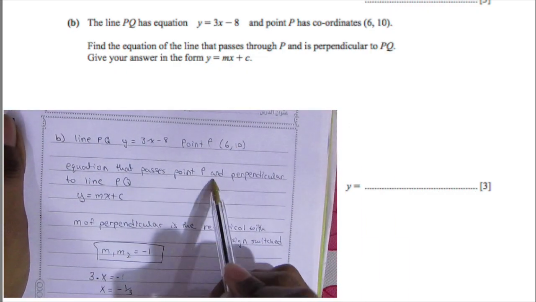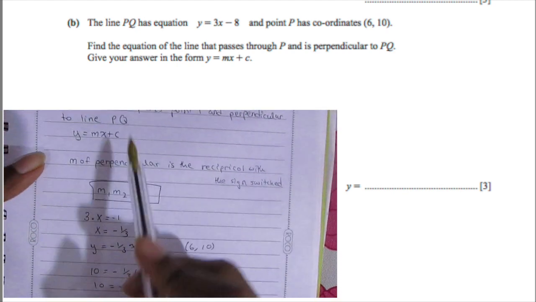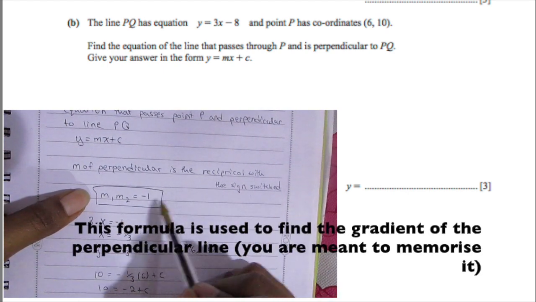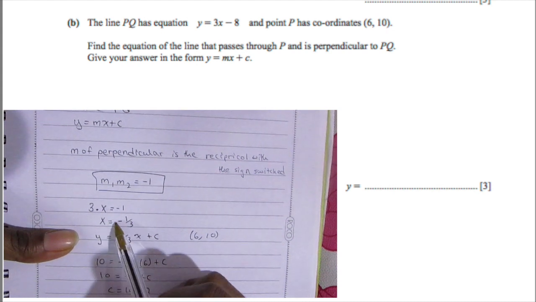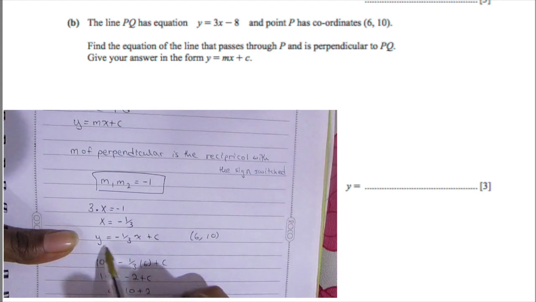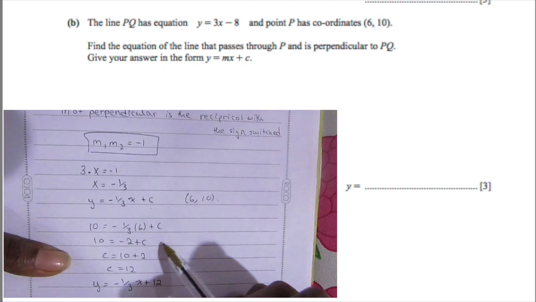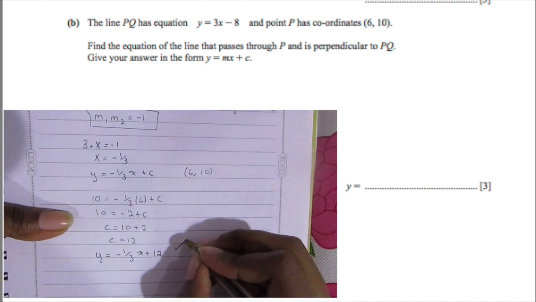The equation that passes through point P and is perpendicular to line PQ, y equals mx plus c. M is perpendicular, it's the reciprocal with the sign switched. So m1 times m2 is negative 1. So 3 times x is negative 1. So x is negative 1 divided by 3. So this is it. Then we have this point. So substitute the point and you work out c. So the answer is y is negative 1 over 3x plus 12.